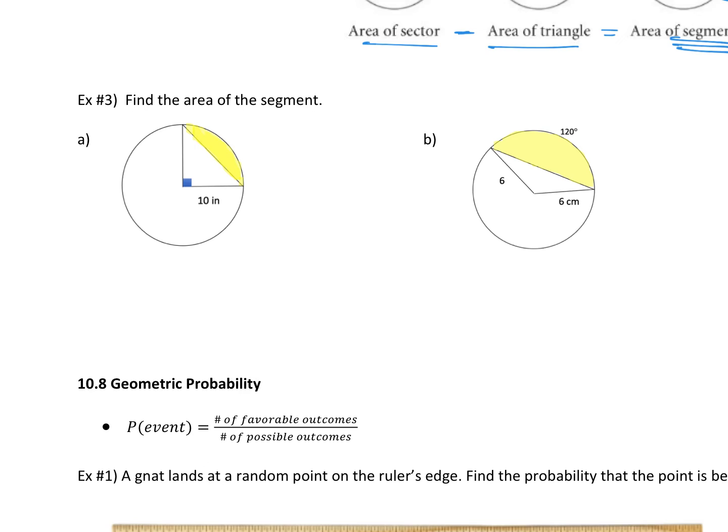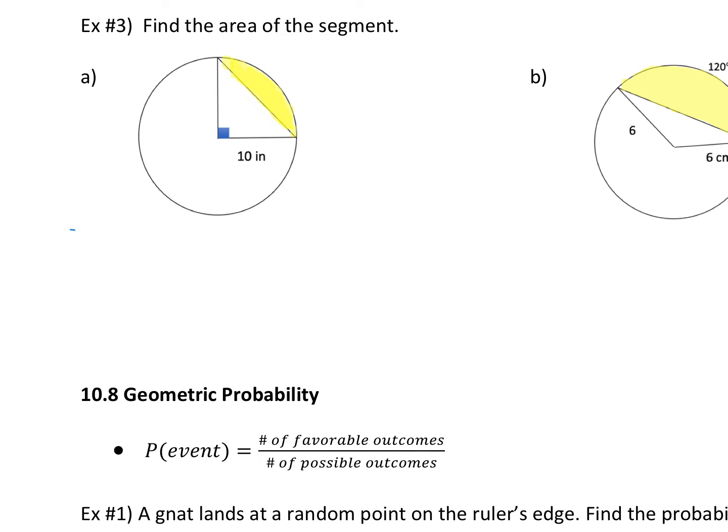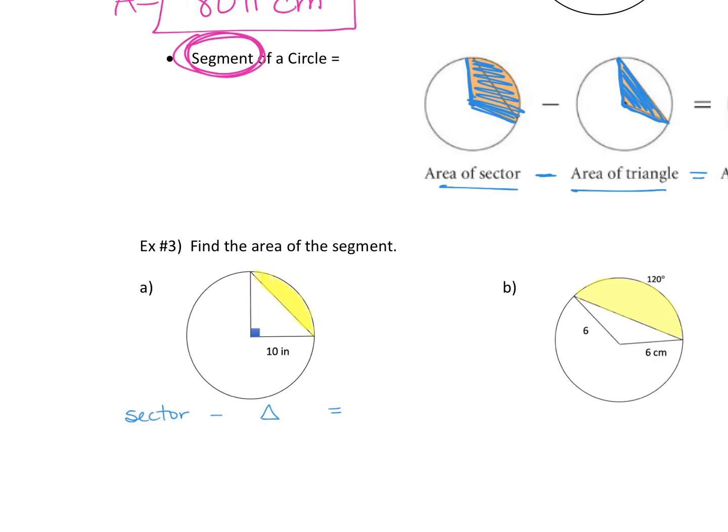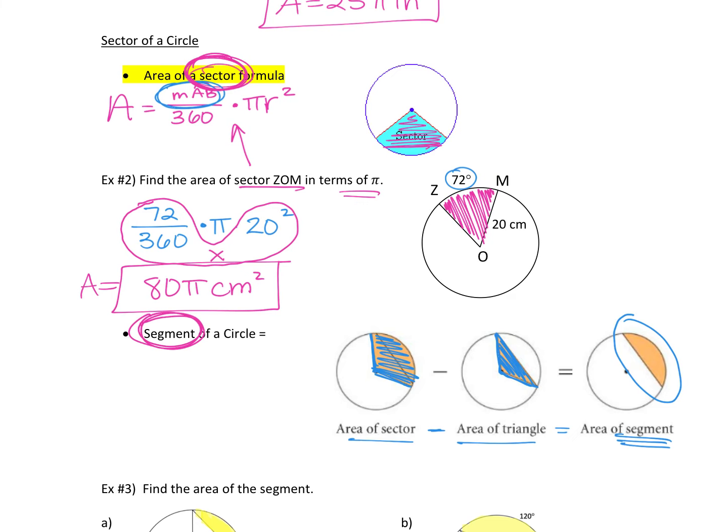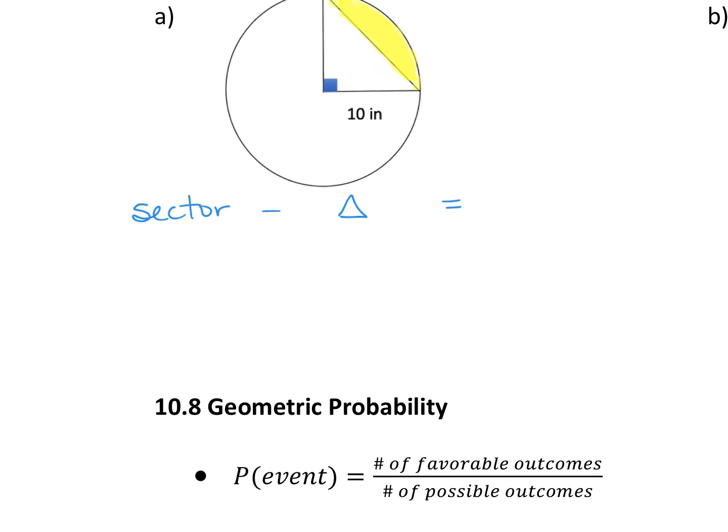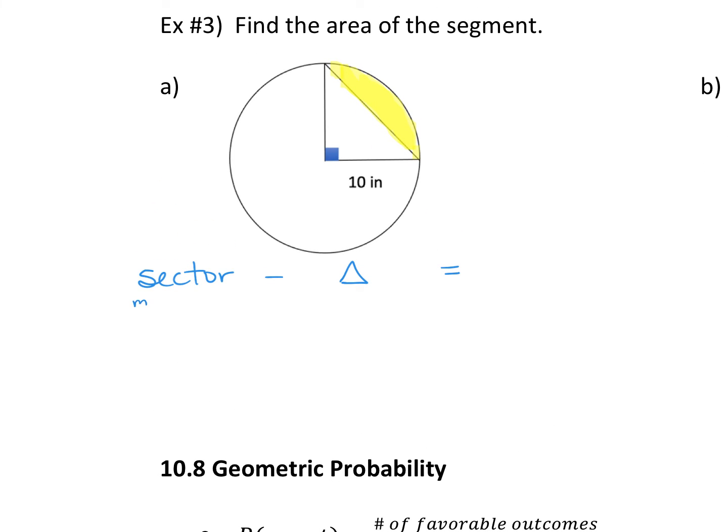So we're going to do these two, and then we'll be done. Find the area of the segment here. Like we said, it is sector minus triangle. I'm going to work right below that. To find the area of a sector, you would have this formula sitting in front of you. The area of a sector is the measure of the arc over 360 times pi r squared. So the measure of the arc over 360 times pi times the radius squared.